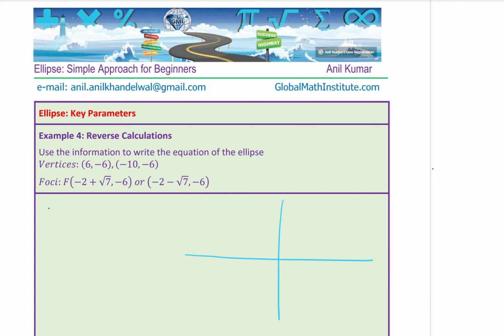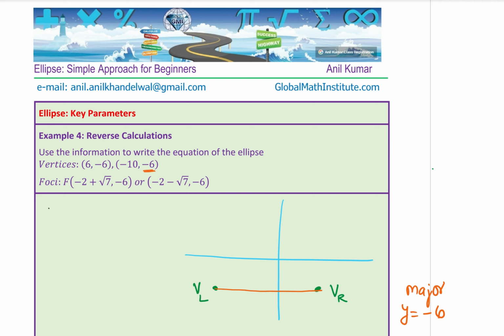So vertices are at 6 and minus 6. So if I plot this point, which will be where? Minus 10 and minus 6, and 6 and minus 6. Let us say this is minus 10 and that is minus 6, and the other one is at 6 and minus 6. So we get these two points of the vertices. So let's call them V left and V right, right? So clearly, we do have a major axis which is along this line. So that is the major axis. The equation of the major axis is y equals minus 6, correct?